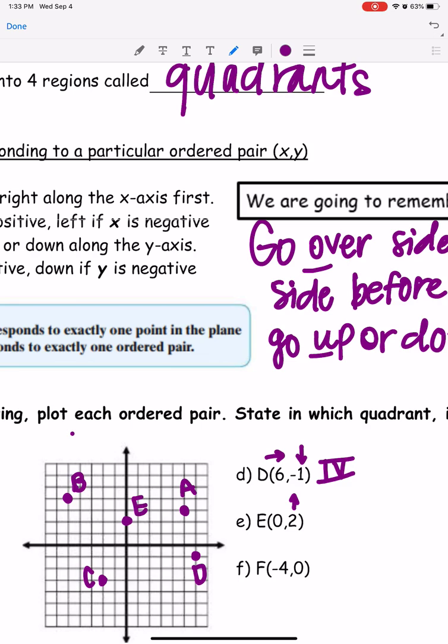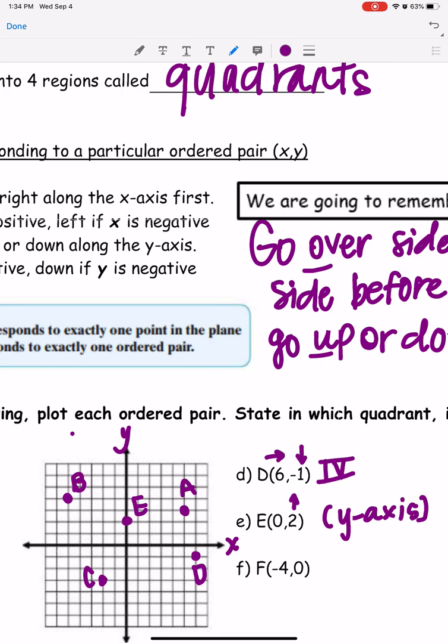Now, because that is on an axis, it is not in a quadrant. So that's why I said if any, state what quadrant. So technically you don't need to write anything on here, but this is your x-axis, this is your y-axis. So if you wanted to write something, that would be your y-axis.